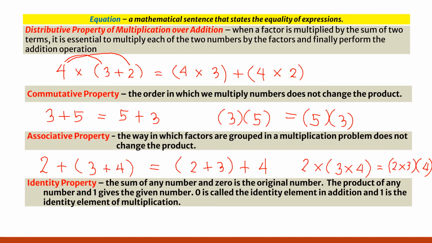And last, identity property, the sum of any number and 0 is the original number. Ibig sabihin, 0 ang identity property pagdating sa addition. And the product of any number and 1 gives the given number. So, ibig sabihin naman mga bata, ang 1 naman ang identity property pagdating sa multiplication. And again, 0 is called the identity element in addition and 1 is the identity element of multiplication. Anong ibig sabihin nun? For example, meron kang given number 5. Then added by 0 will give us a sum of 5. At pagdating naman sa multiplication, 5 multiplied by 1 will give us a product of 5. So, muli, 0, identity element ng addition, at 1, identity element ng multiplication.